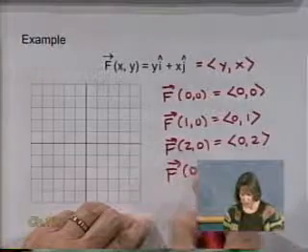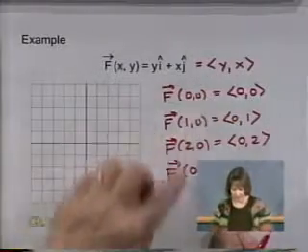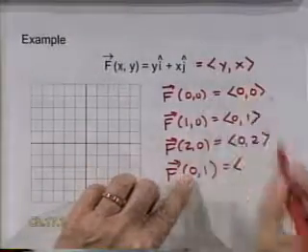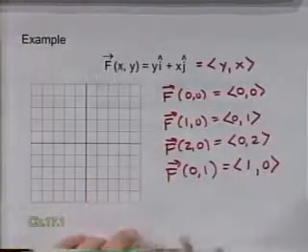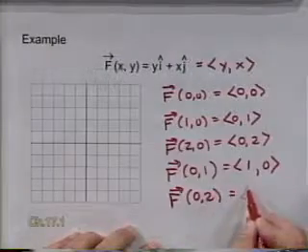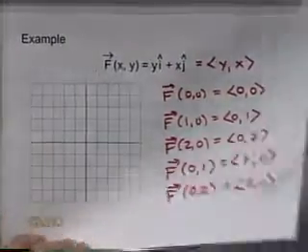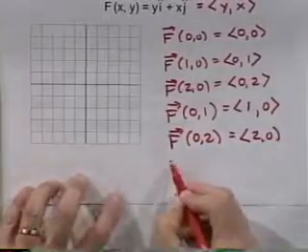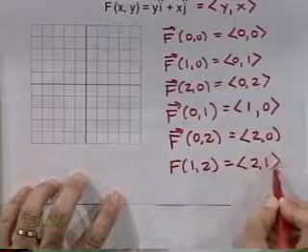F of, let's do 0, 1. I put the point 0, 1 in here. Since x is 0, my y coordinate is going to be 0. And since y is 1, that's going to be the vector 1, 1. F of 0, 2 would have output 2, 0. In fact, let's get some other points here. What if I wanted to look at f of 1, comma 2? You get the idea with this particular function. It's the vector 2, comma 1.